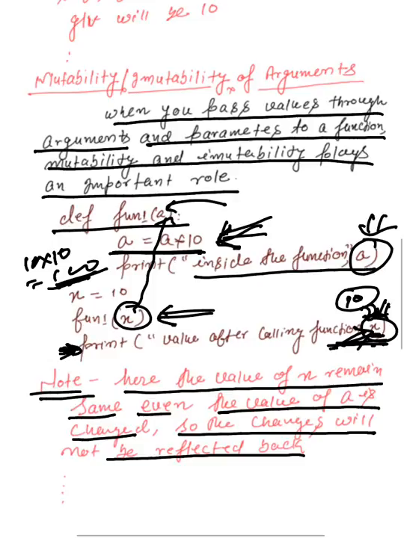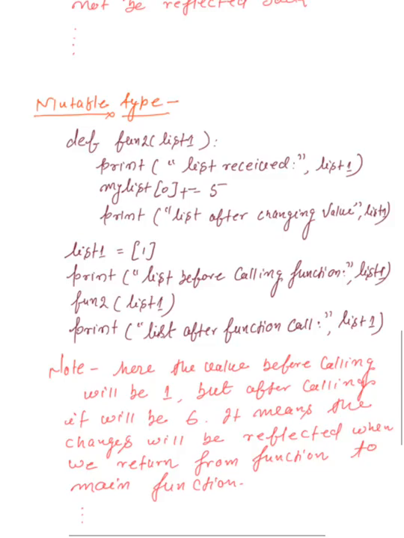Very simple: when you are passing the value, and the changes are not reflecting back to the original value, it means that the variable is immutable. Now I'll explain another concept to you about mutability.